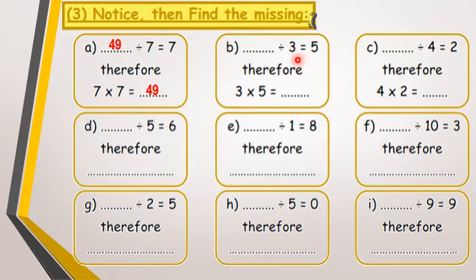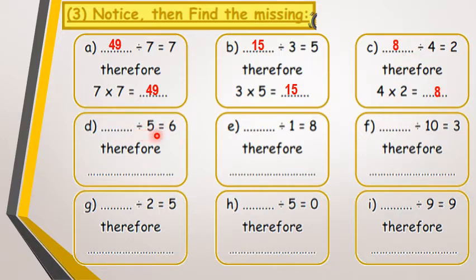And as you can see here, 3 multiplied by what divided by 3 gives you 5? Therefore, 3 and 5 are factor pairs for what? For 15. So it will be 15. So what divided by 4 gives you 2? They are both factor pairs for a number, which means 4 multiplied by 2 will give you 8. So the number here will be 8.